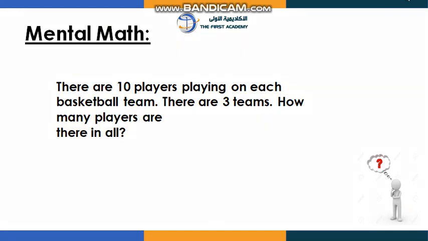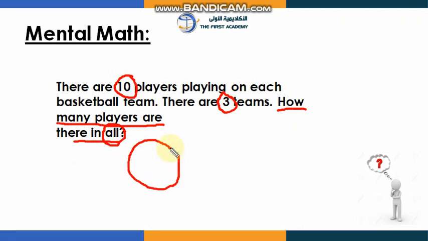So everyone, as I said to you, we need to circle the numbers and look for the keywords. Let me circle the first number, and there is another number as you can see. And here's the keywords, or the question that I need to answer: How many players are there in all? Remember, all means we are gonna add. But something else. There are 10 players playing on each basketball team. There are 3 teams. So let's imagine that. This is the first team, the second team, and the third team.